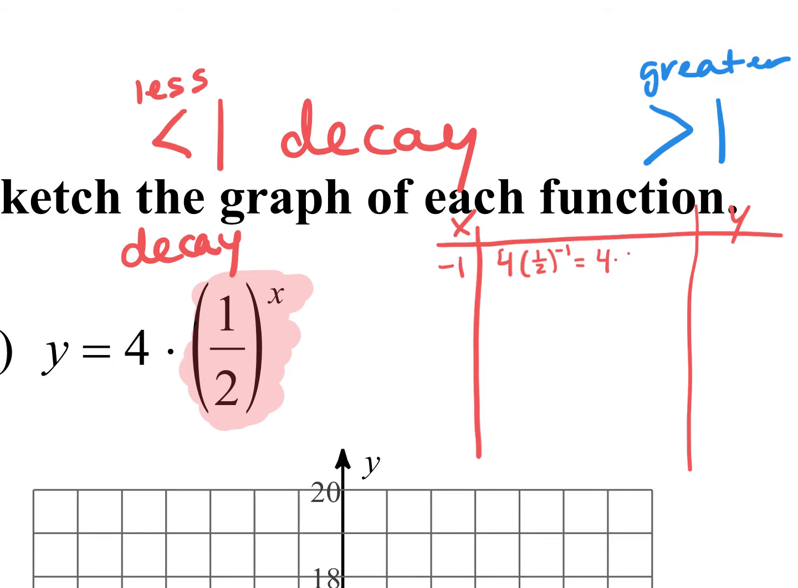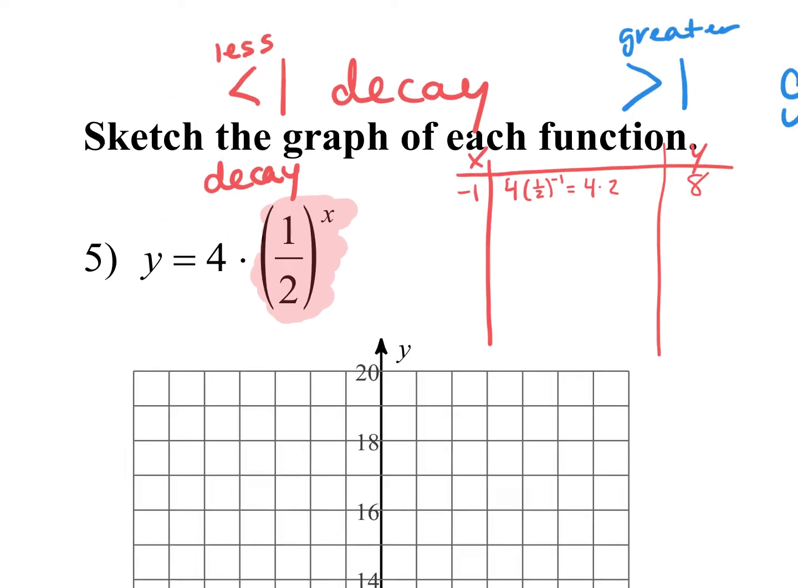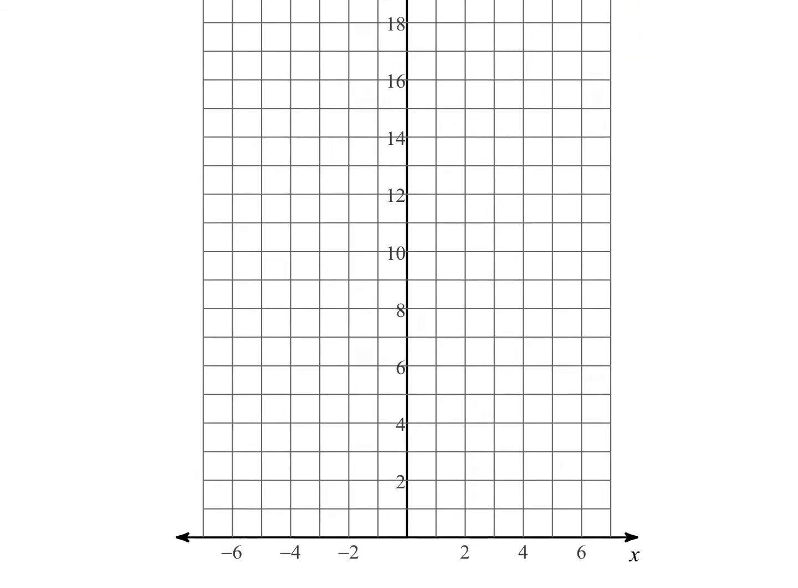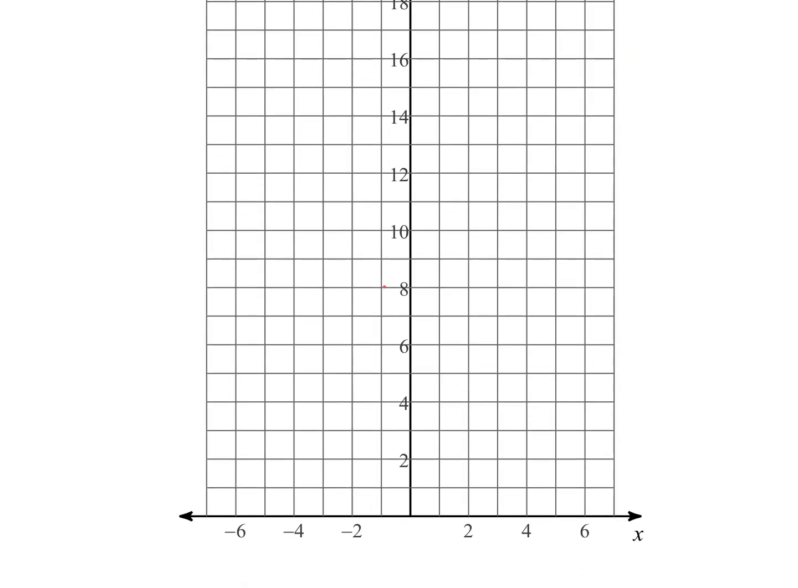So 4 times 2. And what's 4 times 2? 8. So we plugged in negative 1 and we got 8. So we go to the left to negative 1 and up to 8.